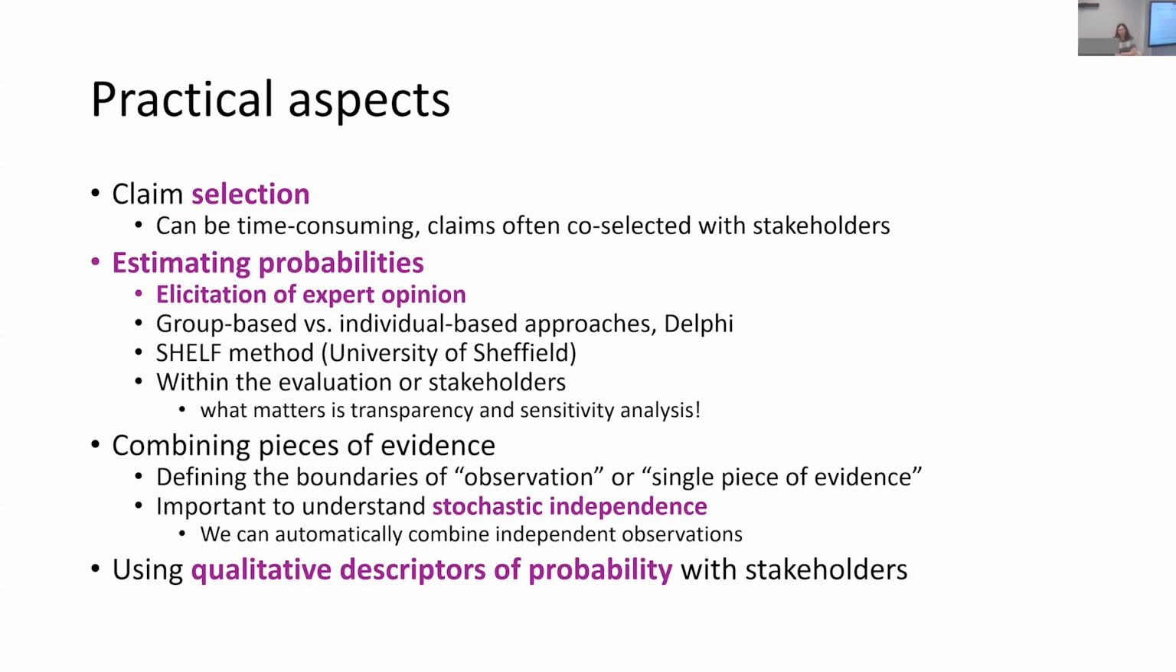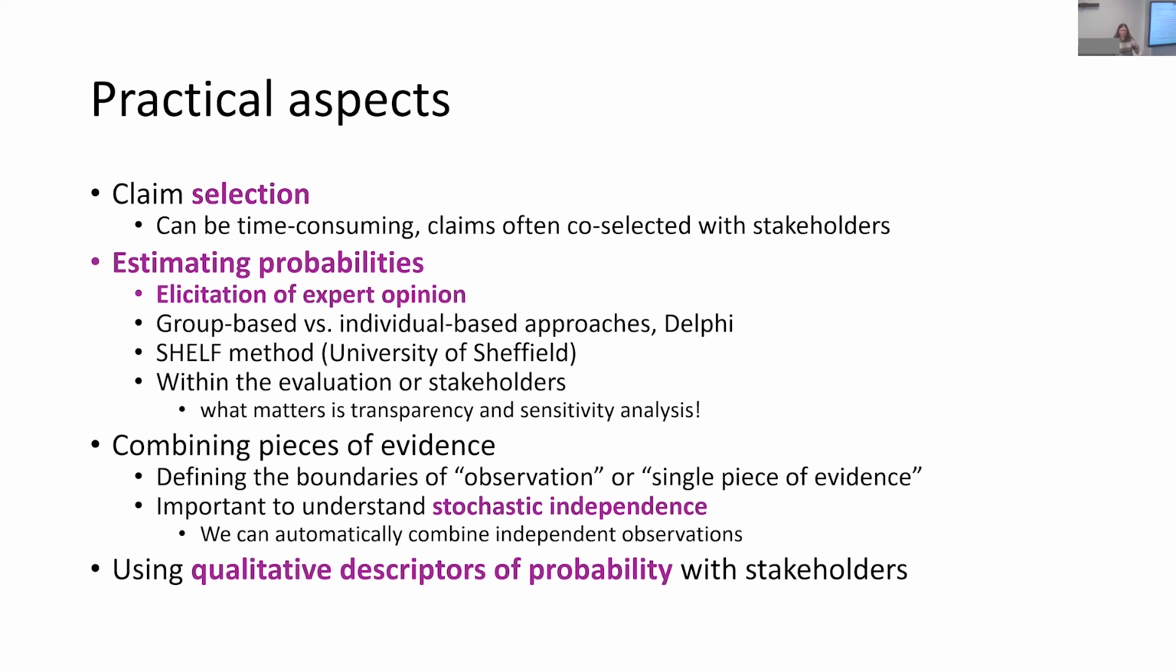Then if you go with the formal version of the method, you have to estimate the probabilities, which is akin to eliciting expert opinion. It can be done a number of ways: group-based approaches, individual-based approaches, in between. There's a method that has been developed at the University of Sheffield, very interesting. It's called the Shelf method. I would say in practice, it's quite time-consuming to apply, and from my perspective, it is accepted that these estimations are done within the evaluation team, including the stakeholders, without recurring to additional formalities.